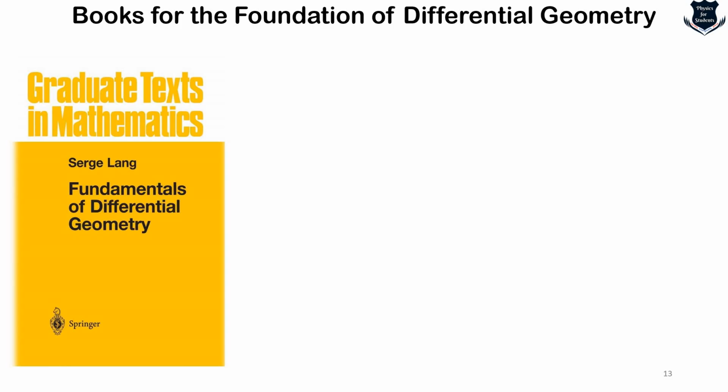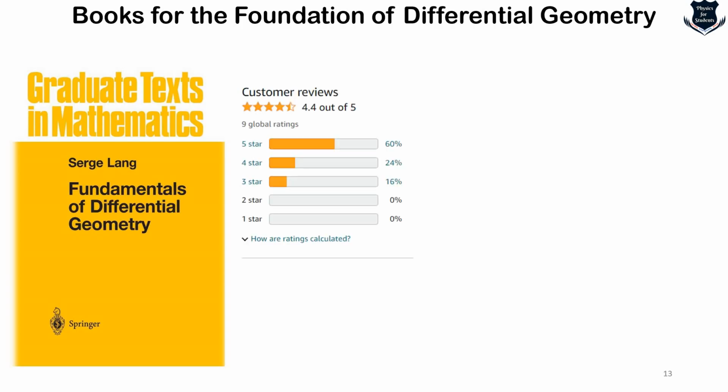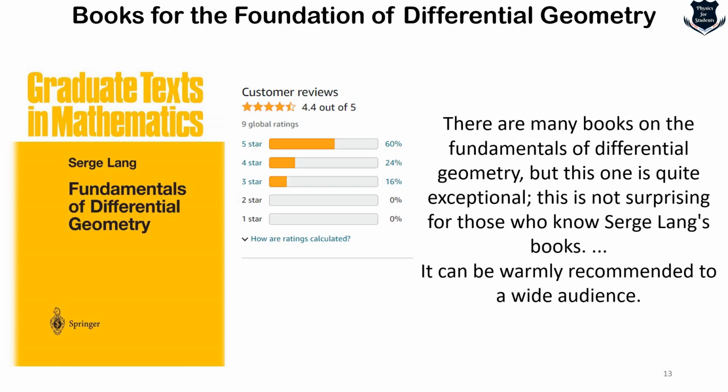Now the first book, which is a little bit mathematical. I will come across two books. The first is the very famous Serge Lang's book in Graduate Texts in Mathematics, Fundamentals of Differential Geometry. The Amazon rating shows under 5 stars, but it is okay. I understand maybe people have not understood the mathematics, so they've given 4 stars or 3 stars. I can tell you that among the many books on the fundamentals of differential geometry, this is, I would say, quite exceptional. The reason is Lang's way of delivery and making this book. It is for a wide audience.